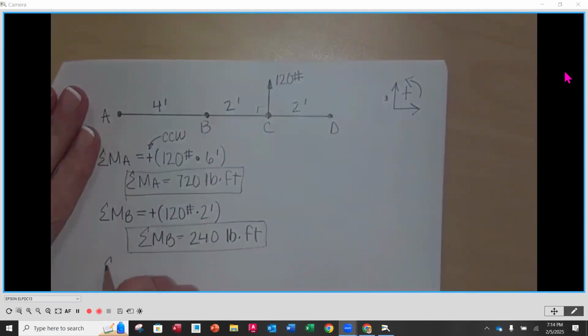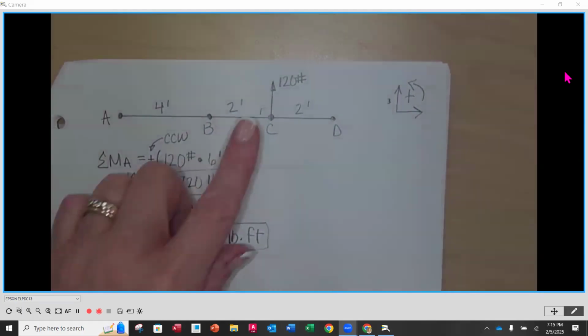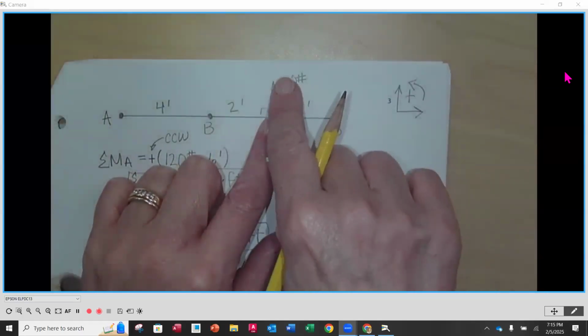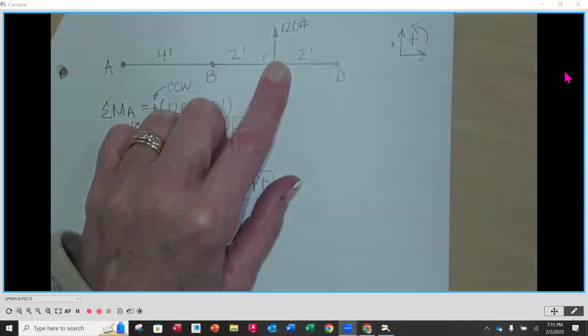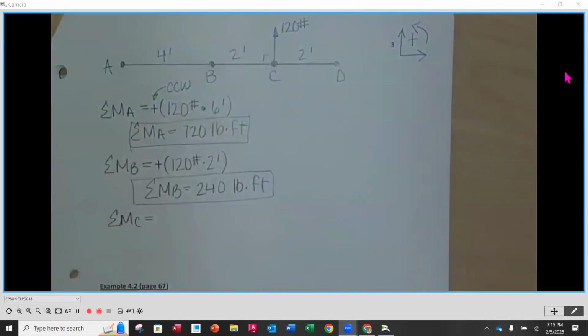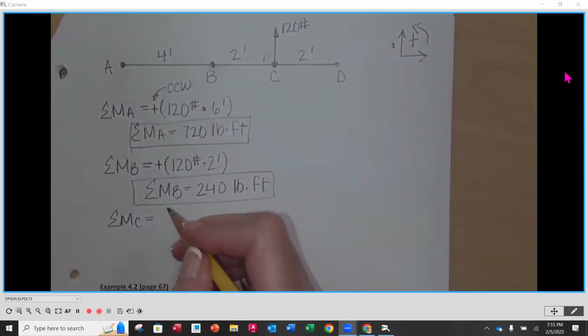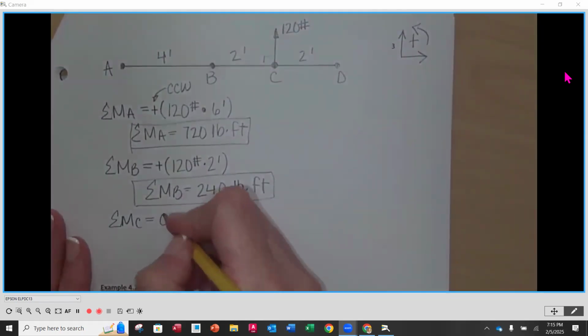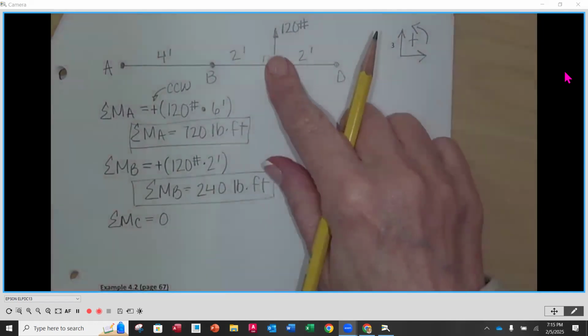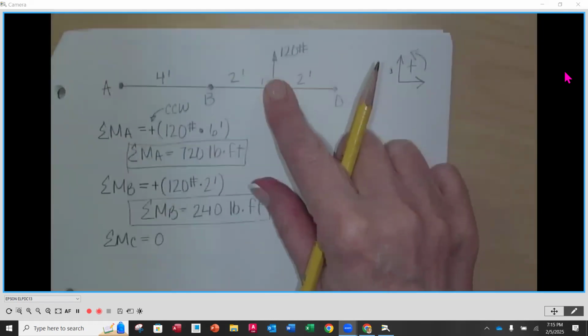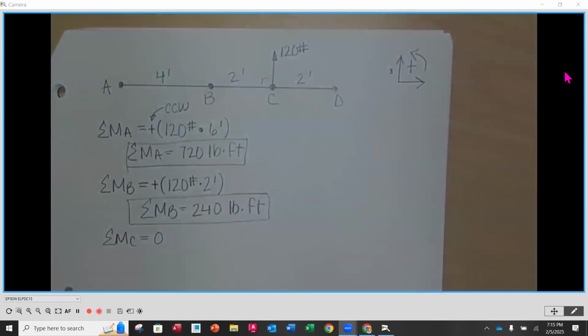Sum our moments around C equals. I'm going to put my finger on C. And I'm going to pull in the direction of that force. Does it cause a rotation? No. And it's the only force on this. So that means that it's going to be, if you would, 120 times what? 0. So it's going to be 0. There's no rotation. When I put my finger at C, it's going to be a pull on that point or a push. So sum of the moments around C, 0.